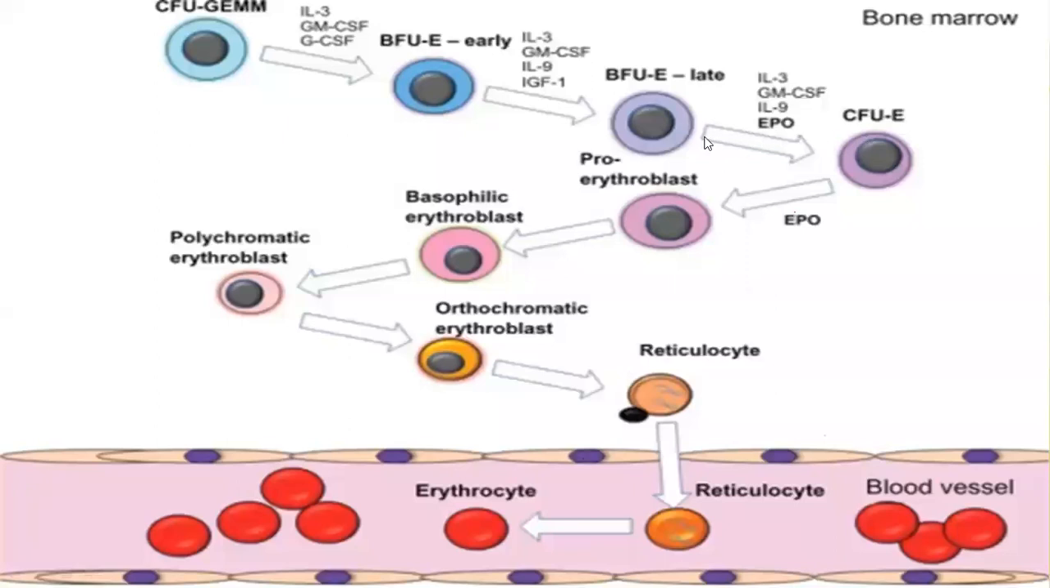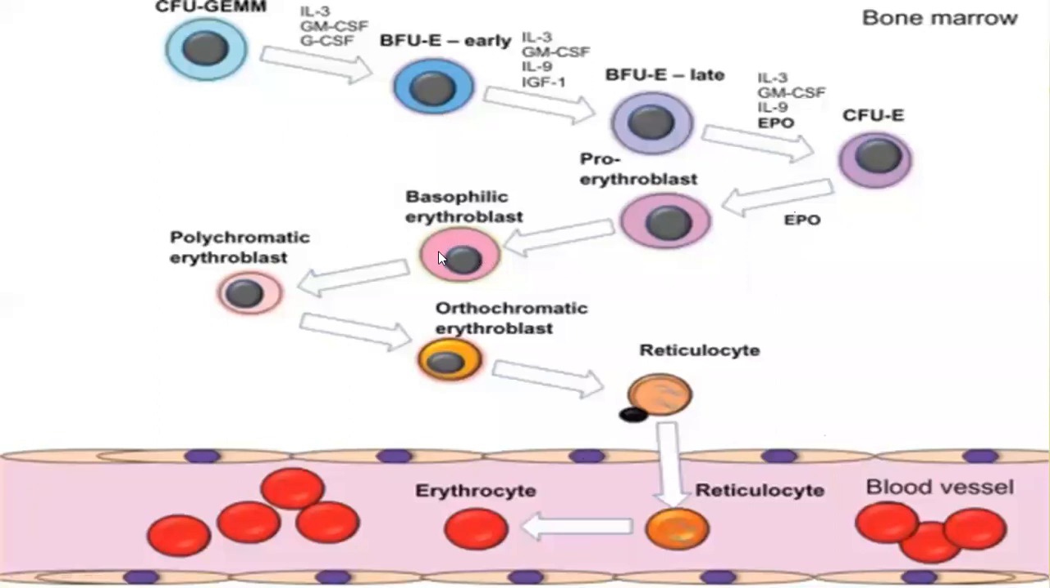And then once it has been stimulated, it will be transformed from the burst-forming unit into the colony-forming unit erythrocytes. So you can have now the colony-forming unit erythrocytes. Then with the presence of erythropoietin, it will be converted into the pro-erythroblast. The pro-erythroblast will be converted into the basophilic erythroblast. It's called basophilic because the cytoplasm will stain blue. So because of that blue staining of the cytoplasm, it's called basophilic erythroblast.